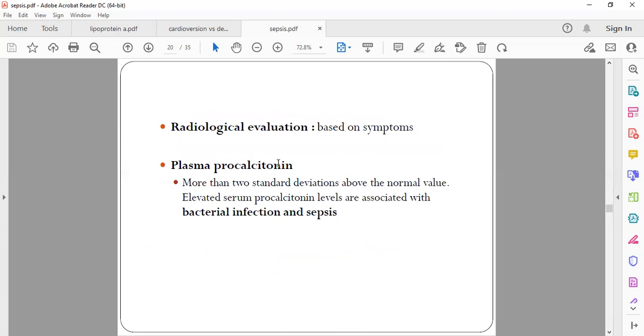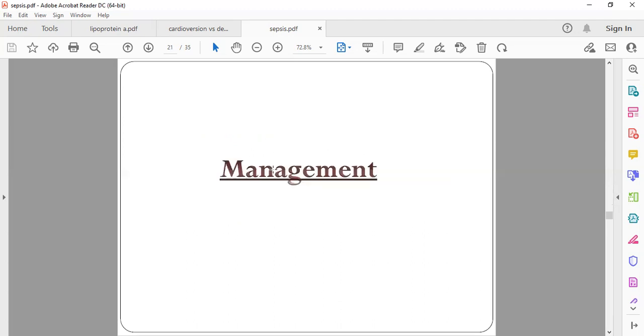So whenever needed, you take any patient with sepsis, you take a history, and if you suspect any other system to be involved, like if you suspect pneumonia or lungs to be involved, you ask for a chest X-ray. If you think the abdomen is involved, then you can ask for an ultrasound, and radiological evaluation depends upon the symptoms. And nowadays we use plasma procalcitonin, which is an indicator of bacterial infection in sepsis.